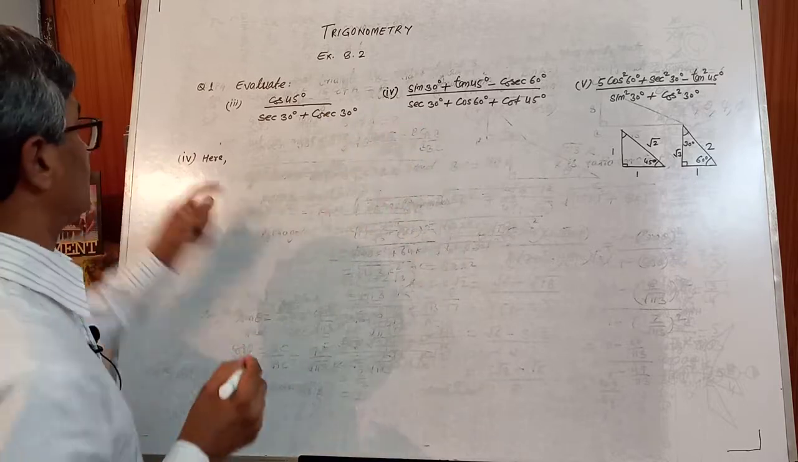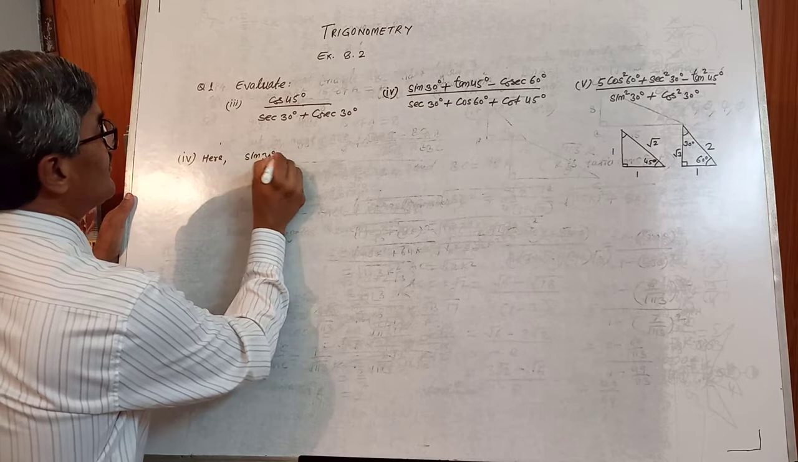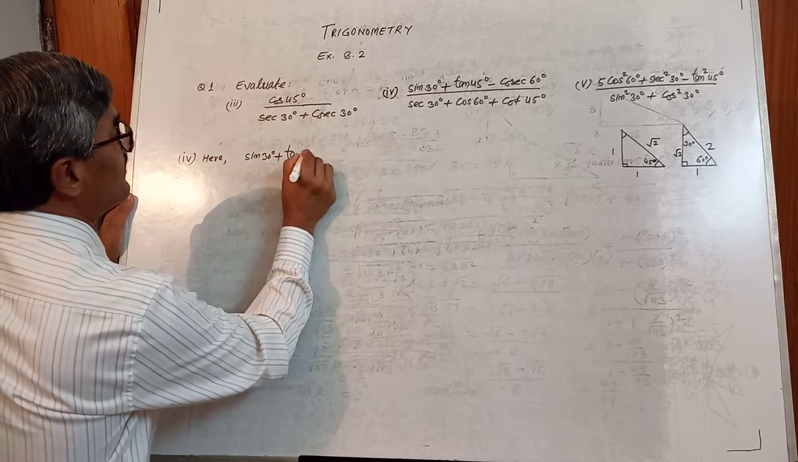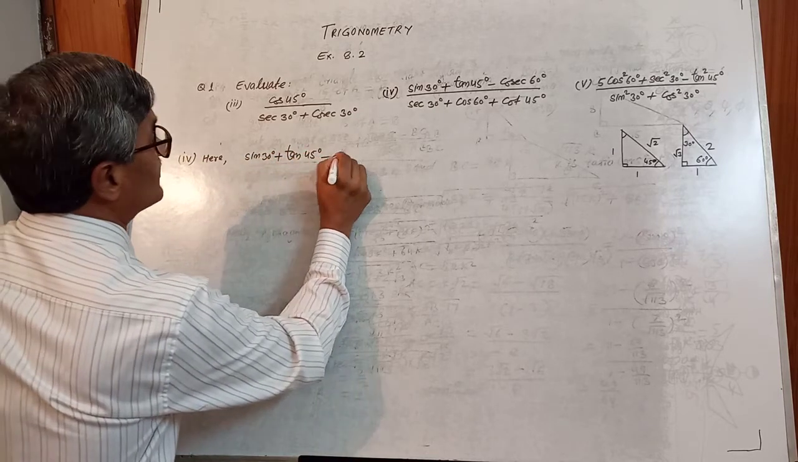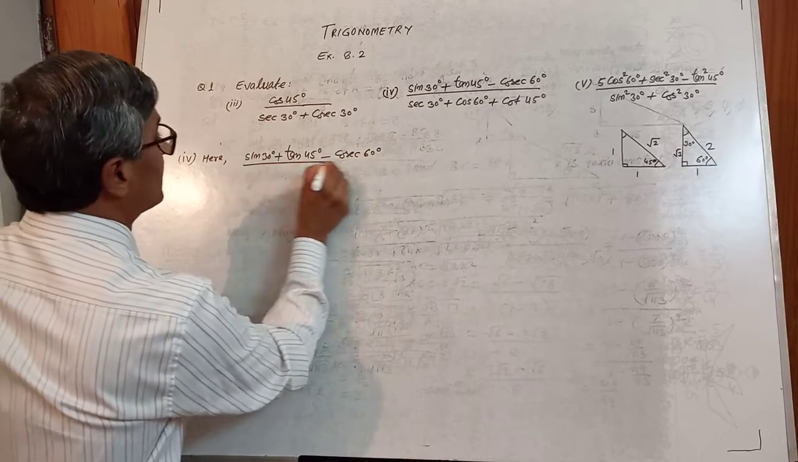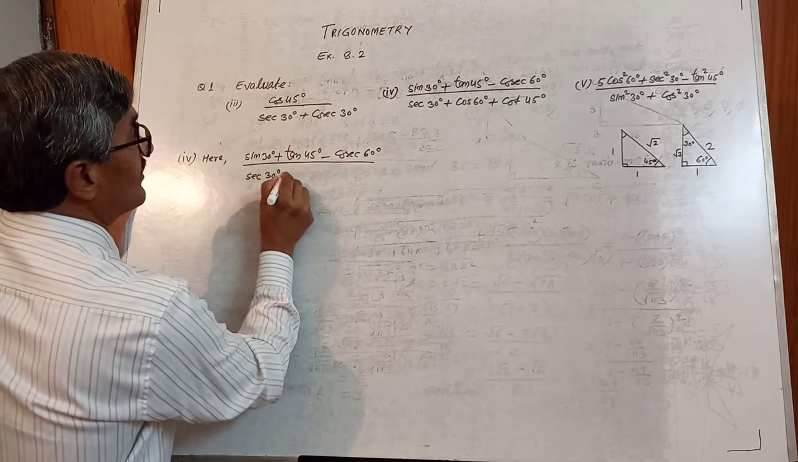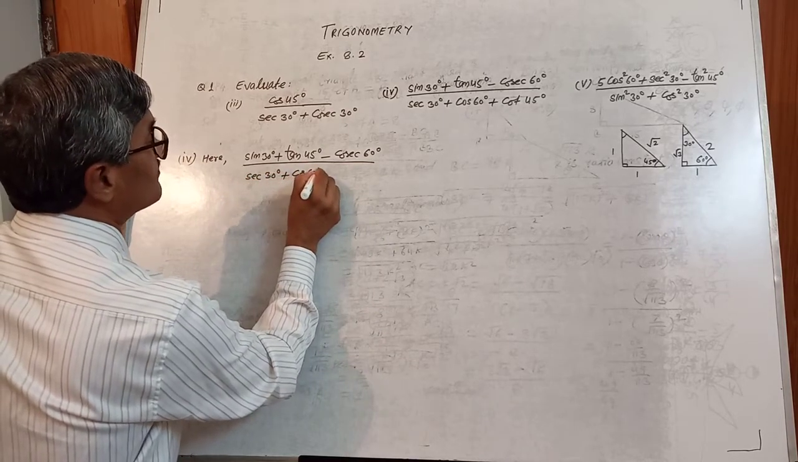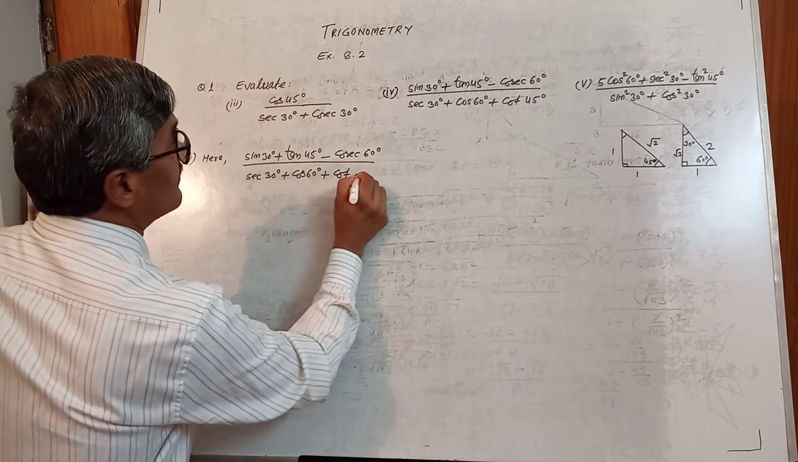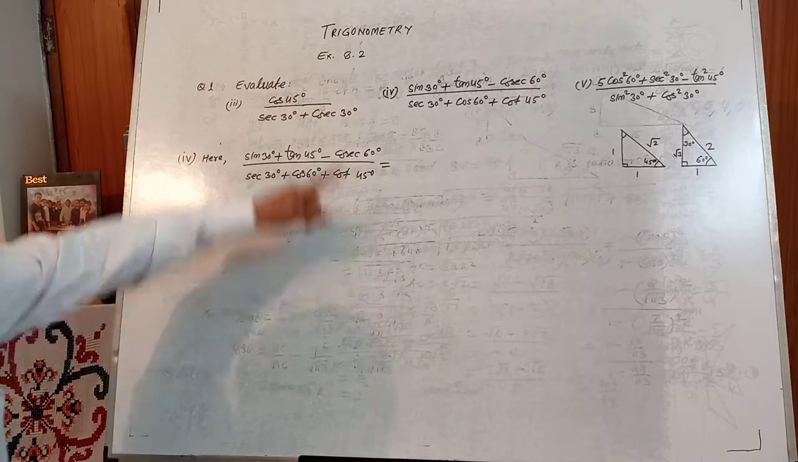Next, fourth part. Here: sin 30 degree plus tan 45 degree minus cosec 60 degree, divided by sec 30 degree plus cos 60 degree plus cot 45 degree. This value you have to evaluate.